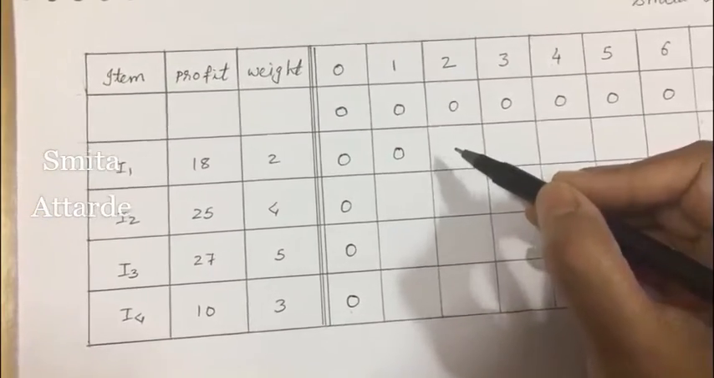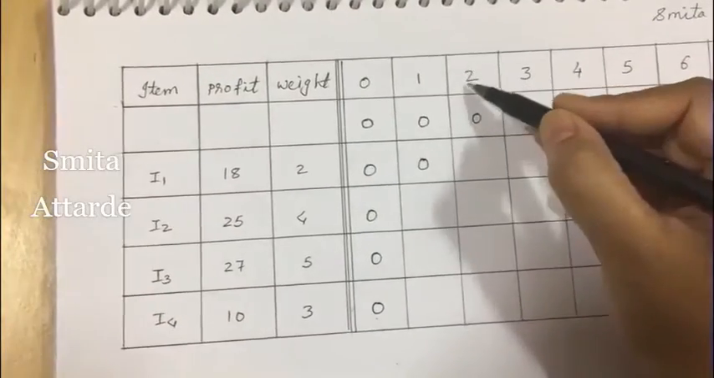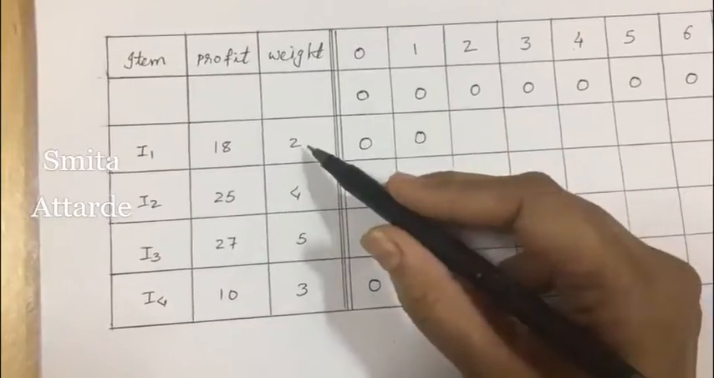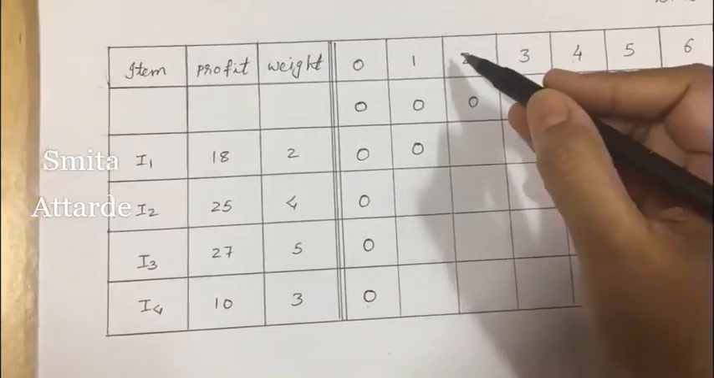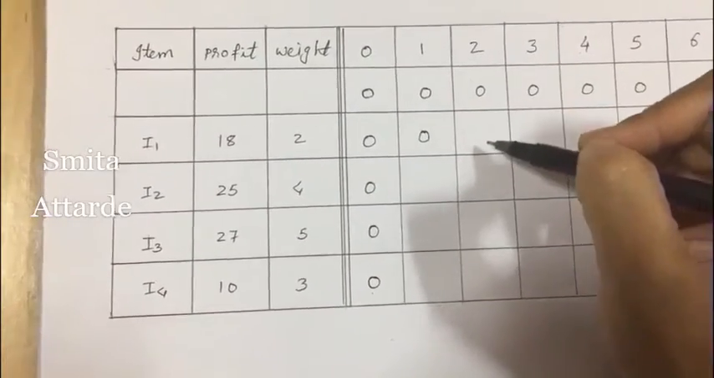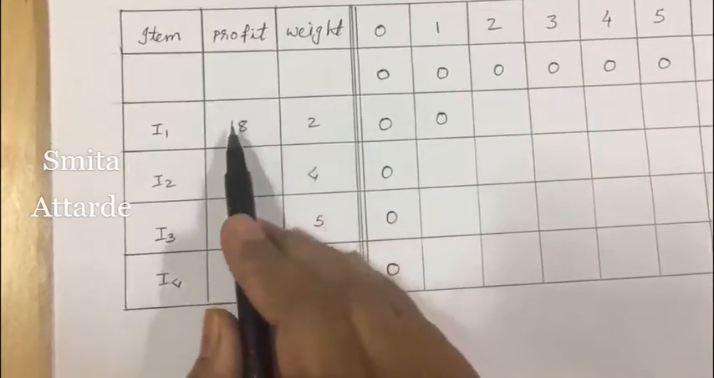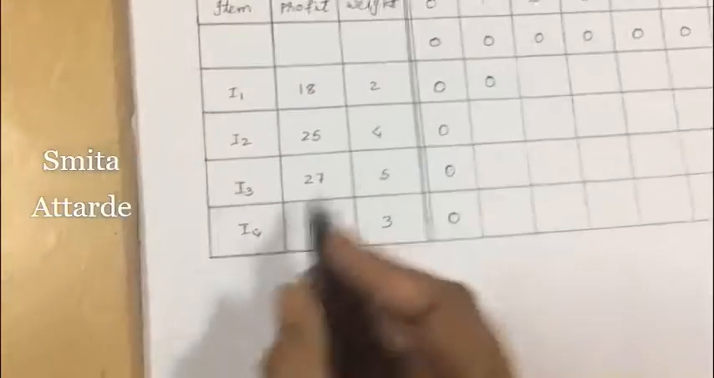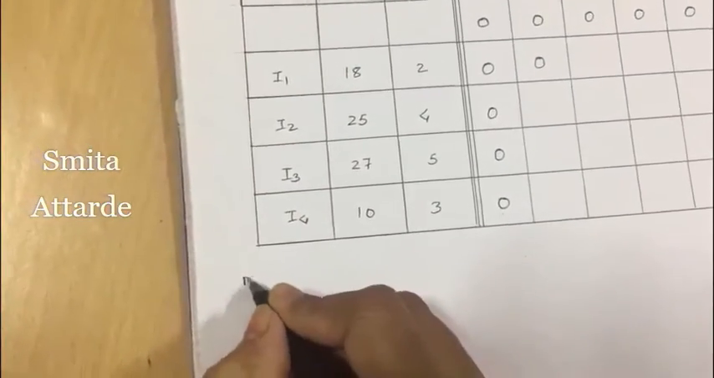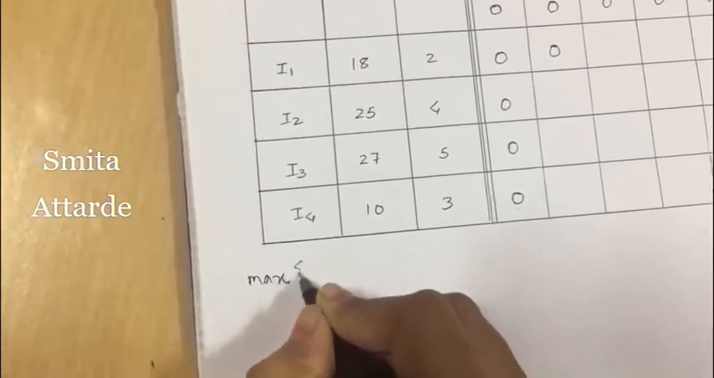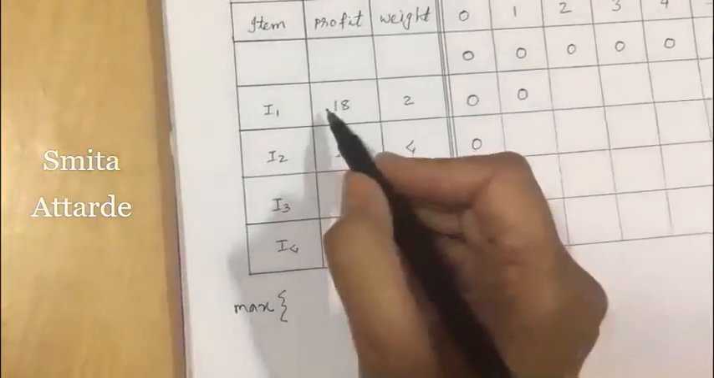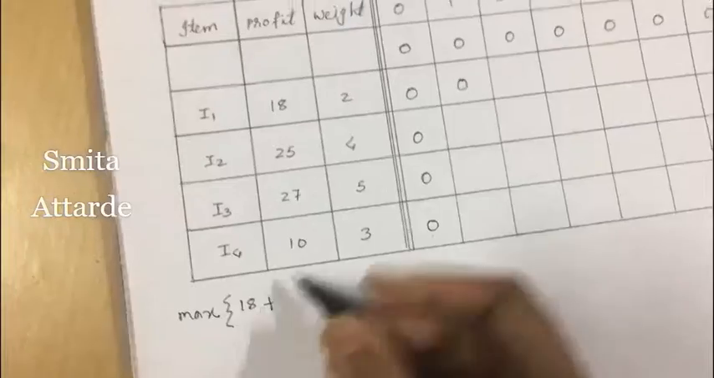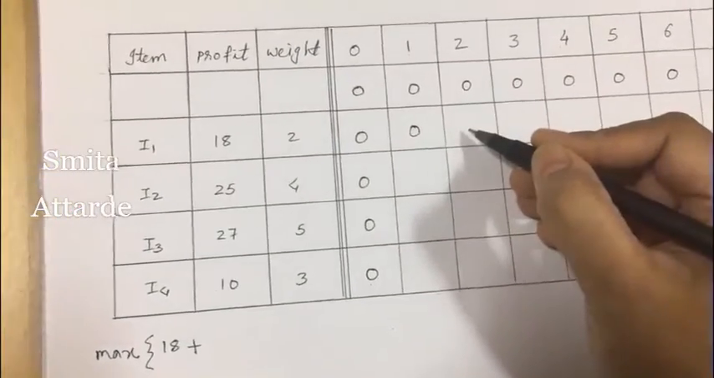Next value: the capacity of the knapsack is 2, weight of the item is 2. So yes, this item can be taken into the knapsack. So to find out the profit value, it is 18. We are not going to write it directly here, we are going to use the formula. Now the formula says take the maximum of, what is the profit of this item? It is 18, plus.